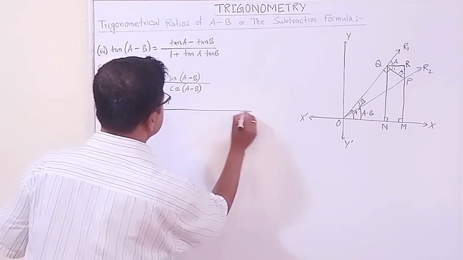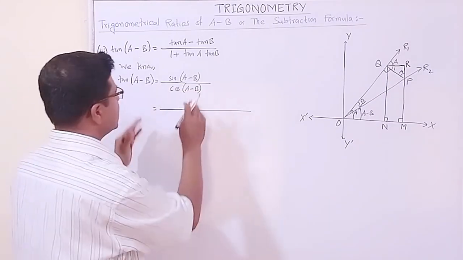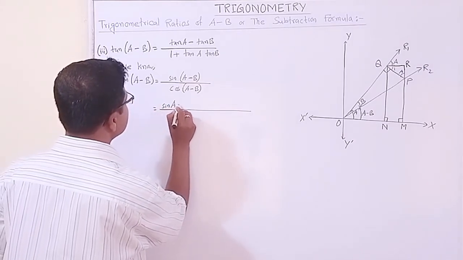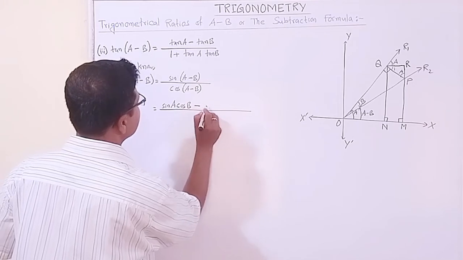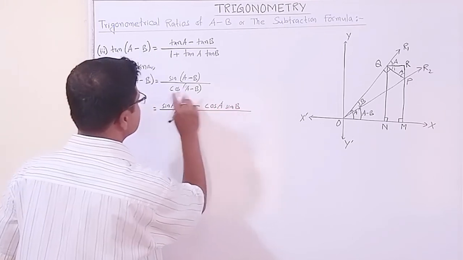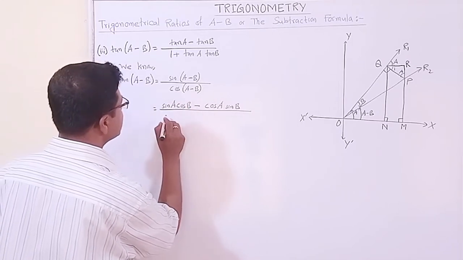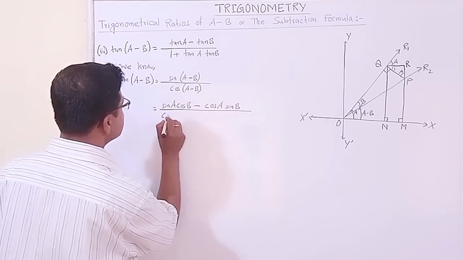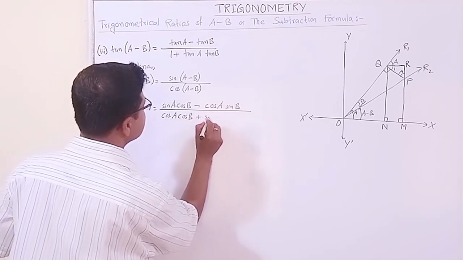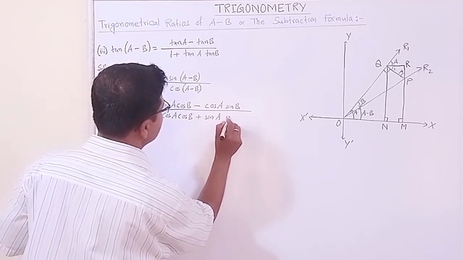Okay. Now let us expand it. What is sin(A minus B)? sin A cos B minus cos A sin B. And just now we have derived what is cos of A minus B? cos A cos B plus sin A sin B.